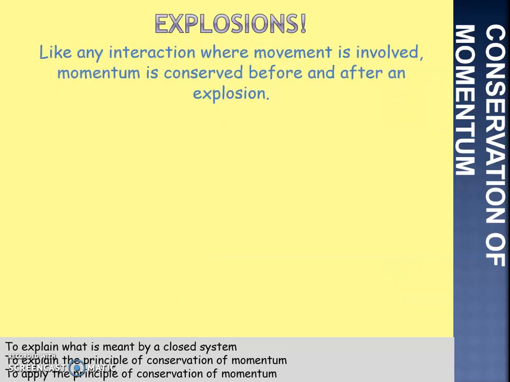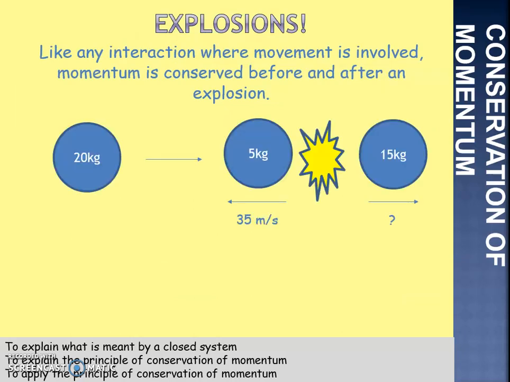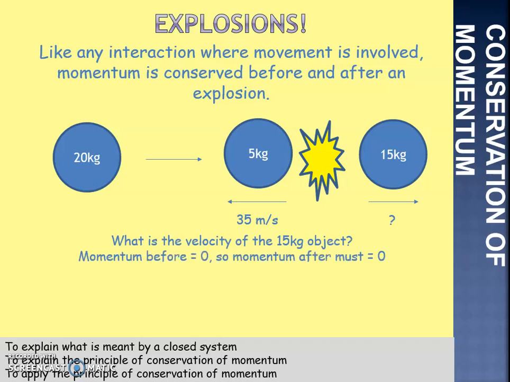Finally, explosions. Like any interaction where movement's involved, momentum is conserved before and after an explosion. So, what's our missing value here? What would the speed of that 15 kilogram fragment be? What's the velocity of it? Momentum before the explosion is 0 because the object isn't moving. 20 times 0 gives us nothing. So momentum after the explosion must also be 0.